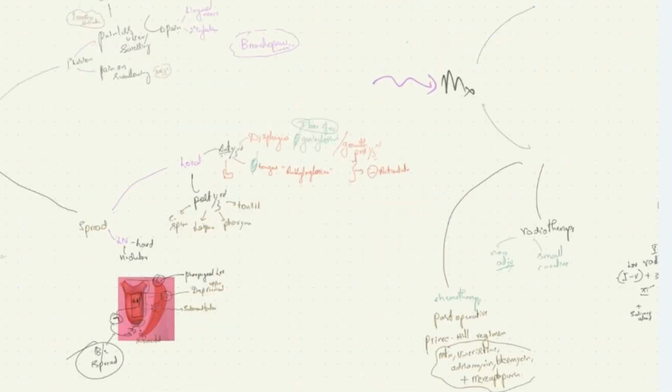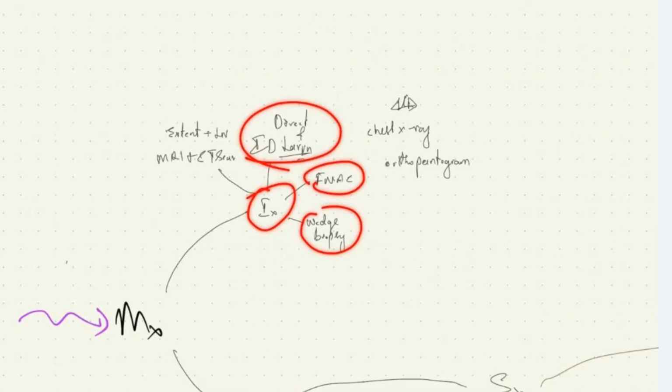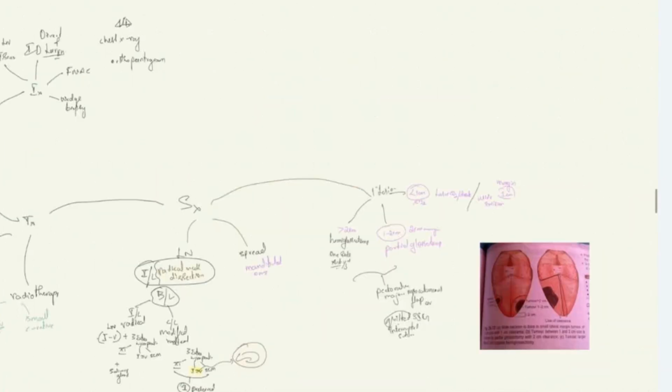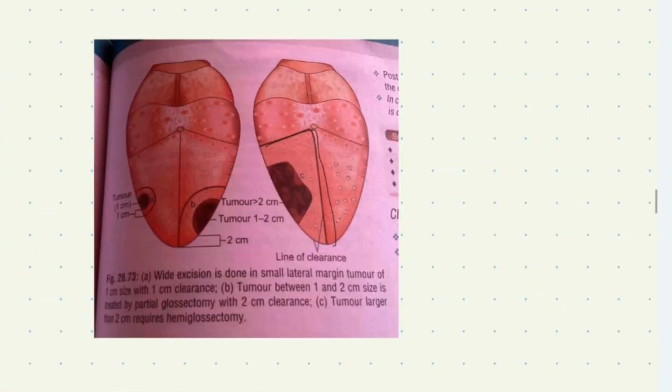The management we saw: investigations, wedge biopsy, FNAC, direct and indirect laryngoscopy, MRI, CT scan, chest X-ray, and orthopantomogram. And the treatment we saw: surgical excision, that is wide local excision. If it is less than 1 centimeter, we perform wide local excision with 1 centimeter margin. If it is between 1 to 2 centimeter, we perform wide local excision with 2 centimeter margin. And if it is more than 2 centimeter, we perform hemiglossectomy.